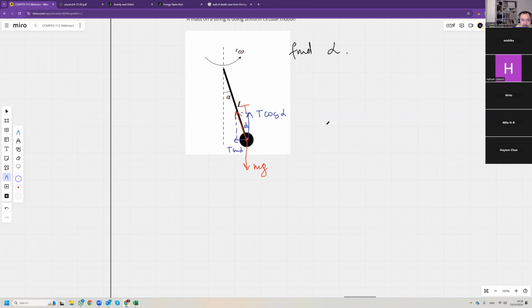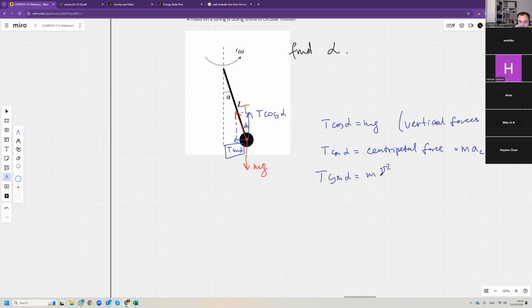So T cos alpha has to equal mg. T cos alpha equals mg. Vertical forces are balanced. Now, this force is the centripetal force. T sine alpha is the centripetal force. But centripetal force is equal to mass times centripetal acceleration, which is mass multiplied by v squared over r. That means T sine alpha is equal to m v squared over r.